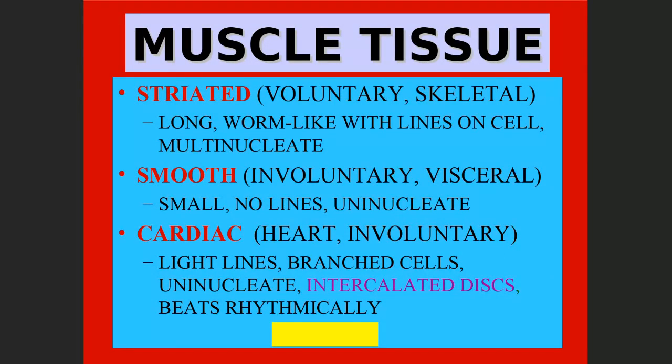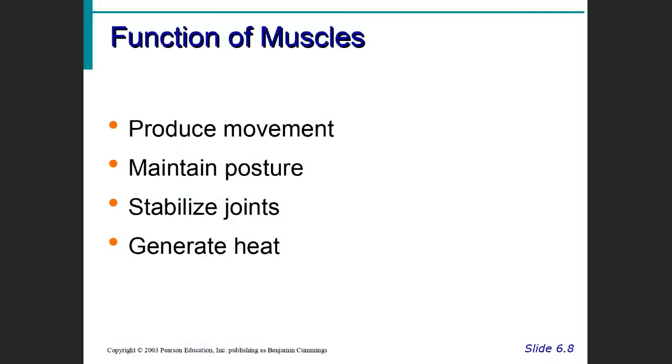So there are three kinds of muscle cells. In the next slide here, we're going to talk about what the functions of muscles are. Now, obviously, they produce movement. They are able to move your bones so you can walk and talk and skip and jump and all of the things you do with your bones. They also maintain your posture as they pull against the bones one after the other, and they hold you together and stabilize your joints.